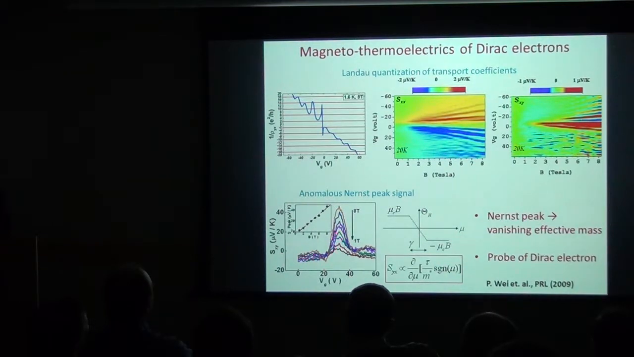However, as soon as we scan across the Dirac cone where the carrier density vanishes, a dramatic peak develops. This peak is directly related to the scattering time of the system and inversely proportional to the effective mass of the electron. So the dramatic peak means that we have a vanishing effective mass in the system. The Nernst signal thus becomes a very powerful tool to study the vanishing of the effective mass of novel quasiparticles or Dirac quasiparticles.